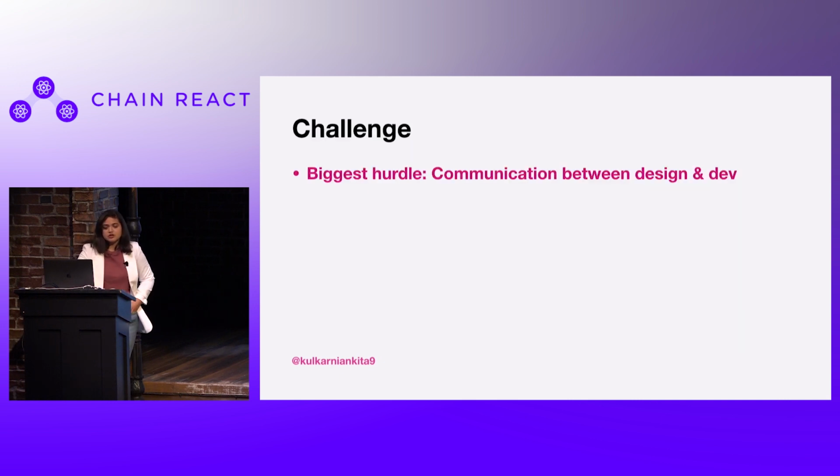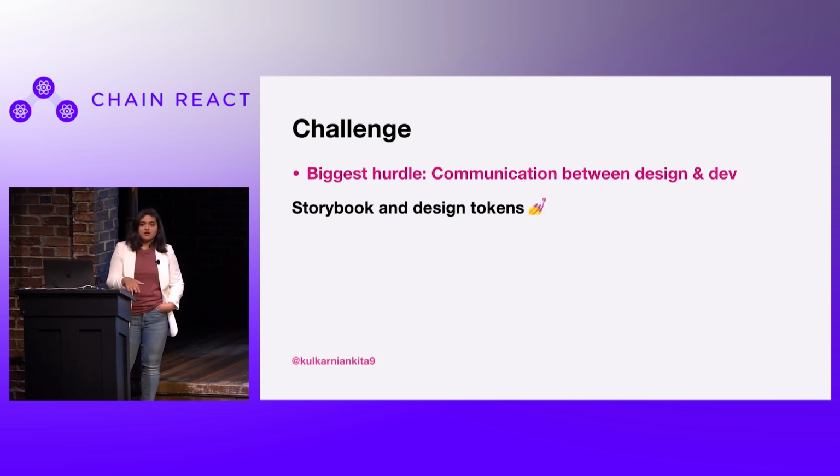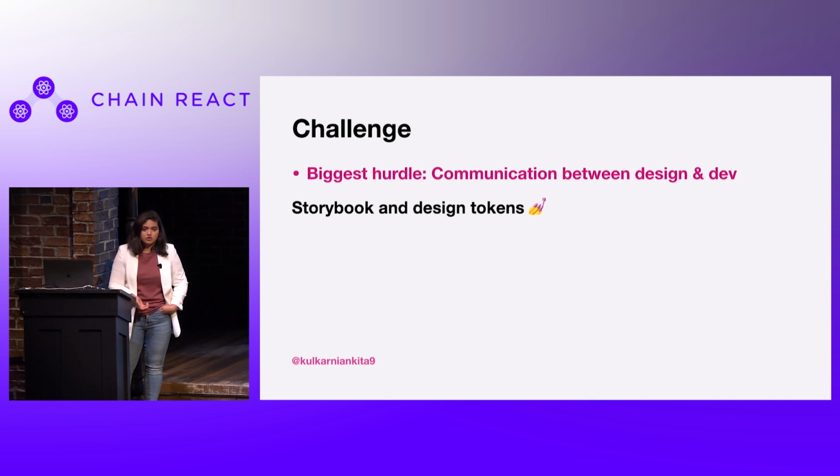So the biggest hurdle was communication between design and dev. And as I said, Storybook and design tokens really helped bridge any communication gaps. And that was really great, just because in meetings designers themselves would say, we don't have this component yet. And the business is going to say, we don't have time for that. And we'd say, OK, let's just do a variation of this. And that's how they were all managing the components in Sketch and Storybook, which is very cool.